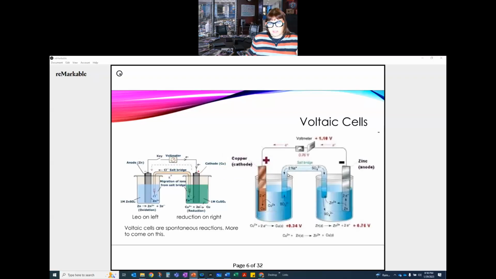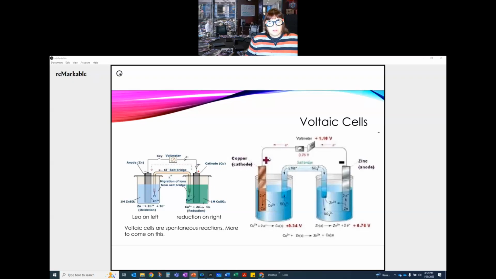So, when we talk about our voltaic cells, Zn goes to Zn2+ plus 2e minus. We have Cu2+ plus 2e minus going to Cu. The oxidation, LEO, on the left occurs at the anode. The electrons leave the anode to go to the cathode. The cathode is where reduction occurs. We also have our salt bridge, which allows the cell to stay electrically neutral while we're doing this. That is a spontaneous cell.